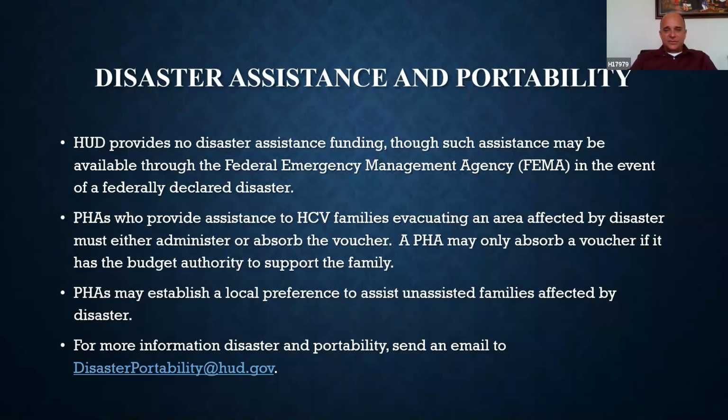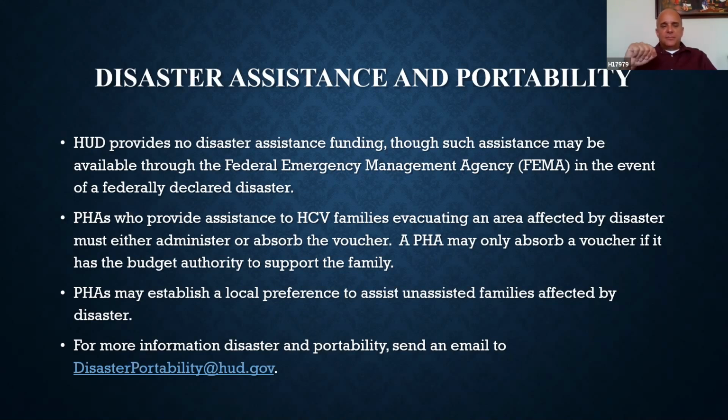PHAs who provide assistance to HCV families evacuating an affected area by disaster must either absorb or administer the voucher. I think I may have stated this a little incorrectly, but the idea here is that if there's a disaster in another PHA's jurisdiction, and you're the receiving PHA and you have a family that's coming from that jurisdiction, there are no special funds through HUD to assist that family. You would have to either administer or absorb that voucher. And of course, if you absorb that voucher, you have to make sure that you have the budget authority to support the family.